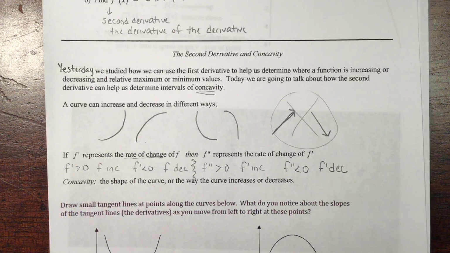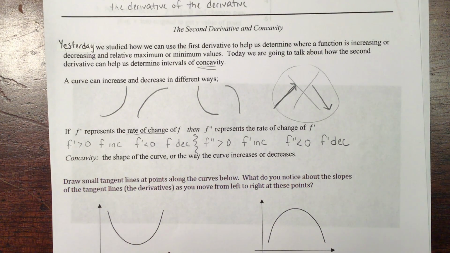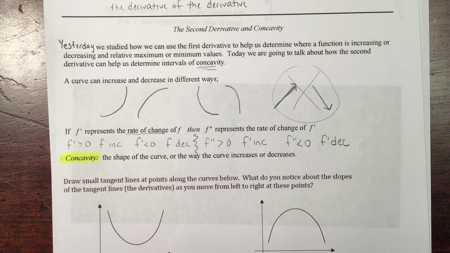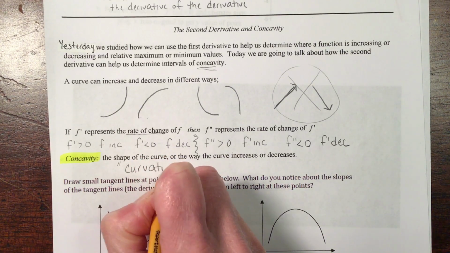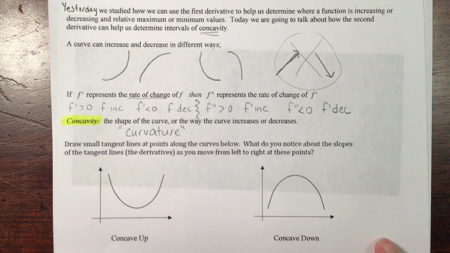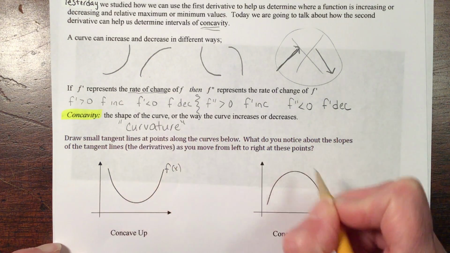All right, so we said the second derivative is going to help us with this concept called concavity. And all concavity is, is the shape of the curve, or what I like to call the curvature. Or the way the curve increases or decreases. So if we take a look at these two functions here, we have f of x.